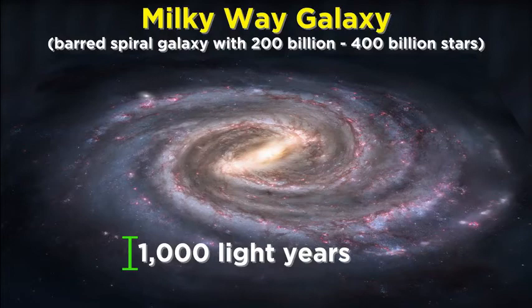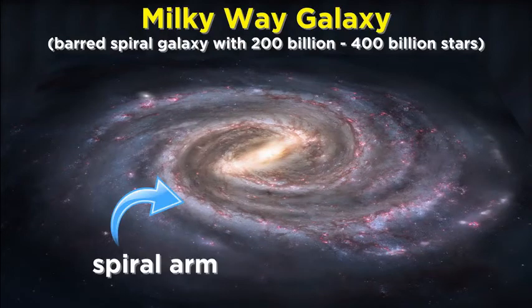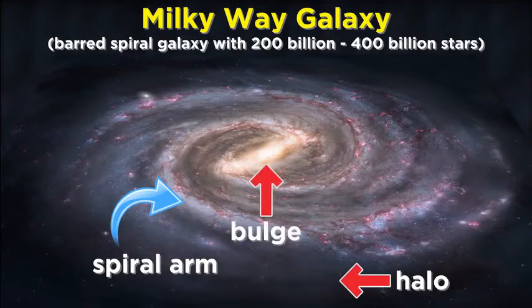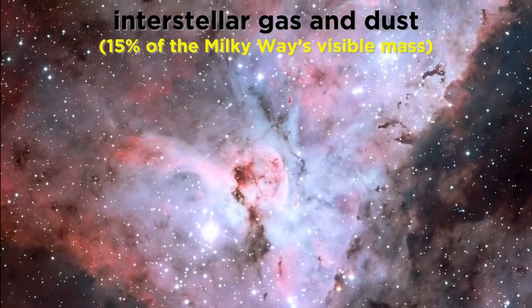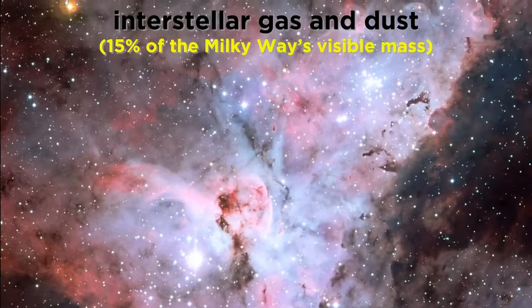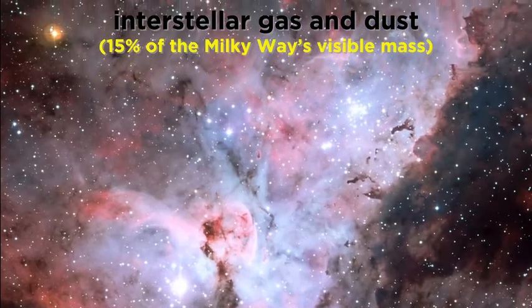These are estimates, as there are no well-defined edges to the galaxy. It is simply a disk with several arms of varying sizes, surrounded by a halo of stars, with a dense bulge in the middle, most likely harboring a supermassive black hole at the center of its nucleus, just like other large galaxies. About 15% of the visible mass of the Milky Way is in the form of interstellar gas and dust, scattered between all the stars.